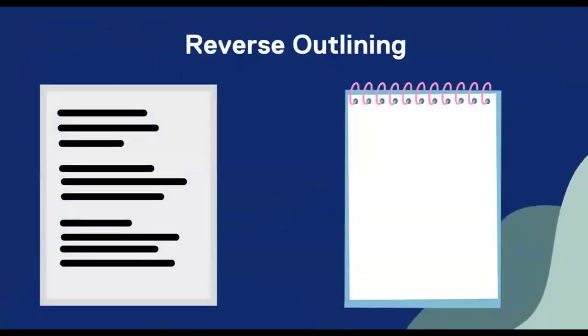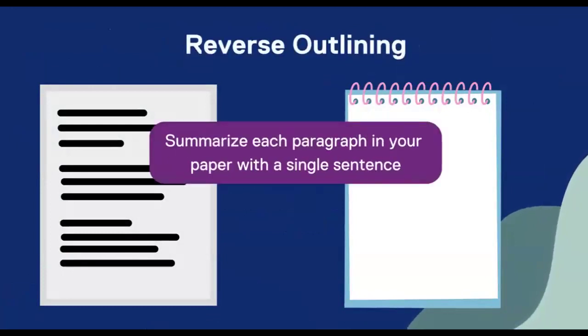So to start, pull up a copy of the draft of your paper. Get a separate piece of paper or pull up a note or blank document on your computer. For every paragraph in your paper, write out a single, concise sentence that summarizes the main idea of each paragraph.